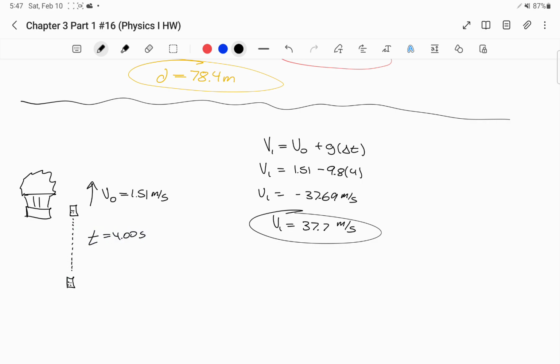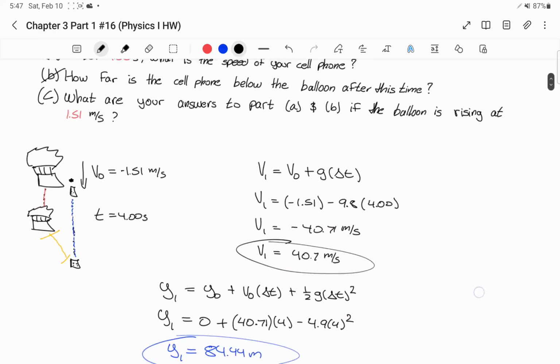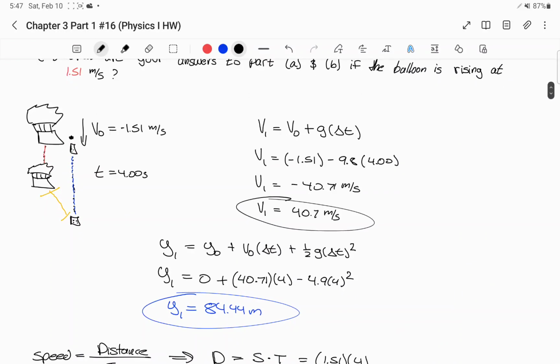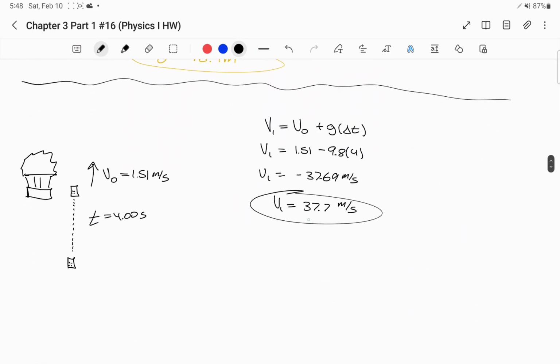And that is the velocity that the phone has fallen with after t is equal to 4 seconds. So as we can see, it does fall with less velocity when the balloon is going up, because in the first part, the balloon was going down and it had a velocity of 40.7, but now that the balloon is going up, it has just a little bit less velocity. So now let's find the distance that the phone has covered.